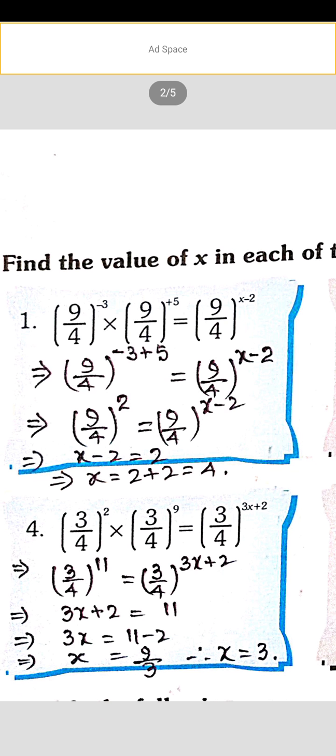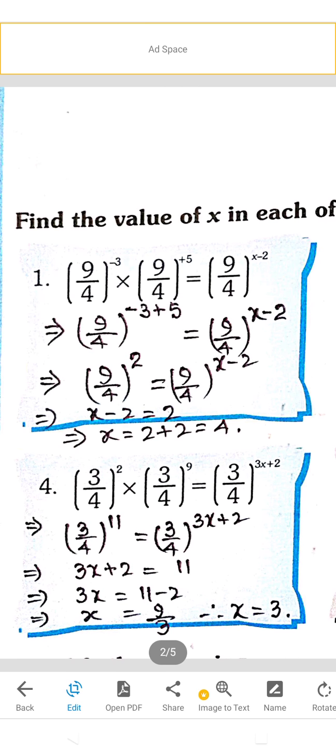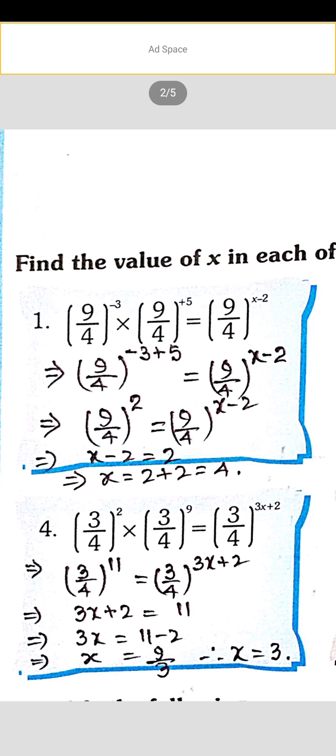x minus 2. Here bases are same, 9 by 4, 9 by 4. So exponents are equal. If bases are equal, then their exponents are also equal. So x minus 2 equal to 2. Therefore x equal to 2 plus 2, that is 4.